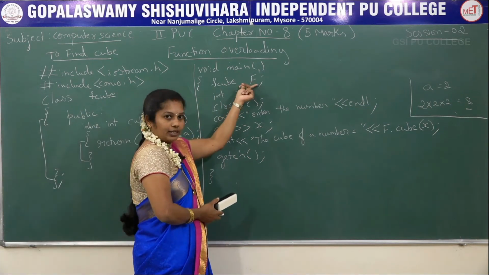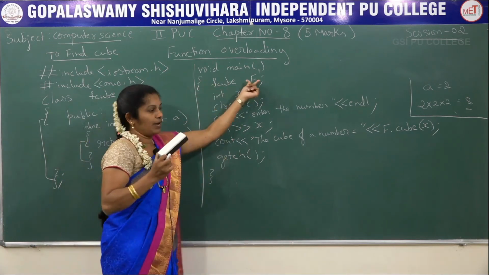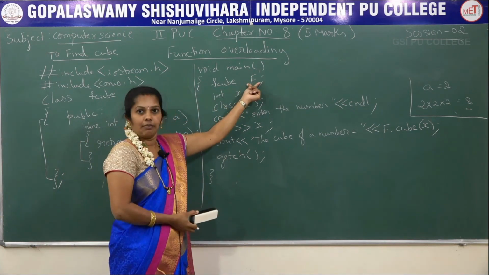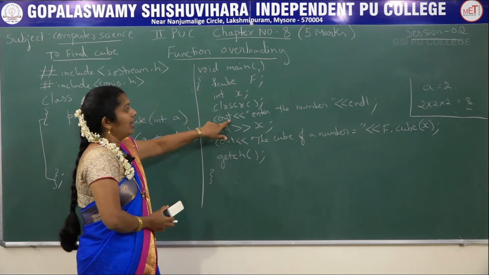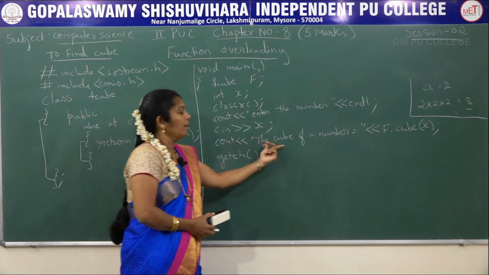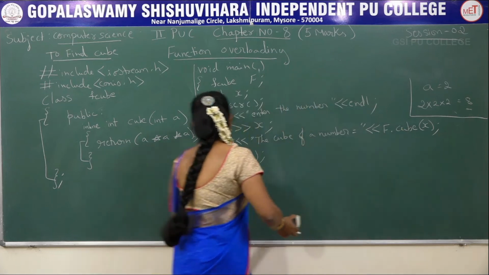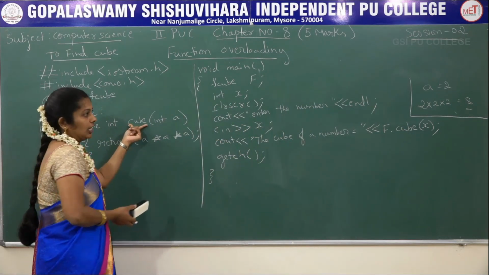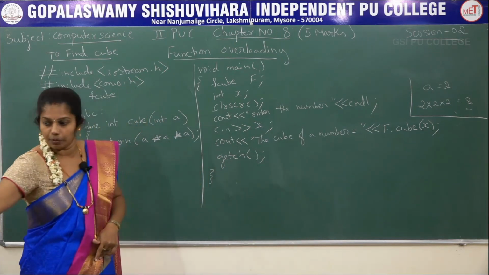Then we have to create the object. How to create the object? That is the class name fcube, leave one space, then the object name, here given as f. Next, int x, clear screen, enter a number. That number will be input by using cin, then cout. The cube of a number equals, call the function f dot cube. Cube is the function name. Inside the bracket the argument, getch, close the function, close the main program.